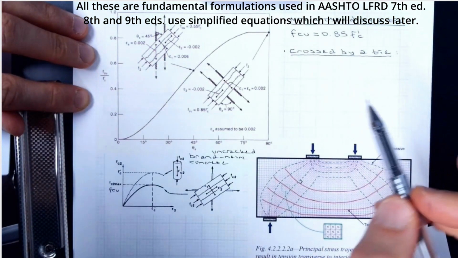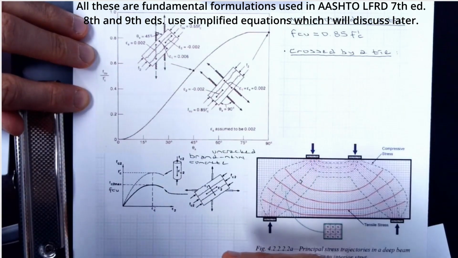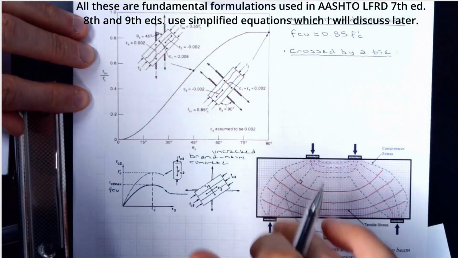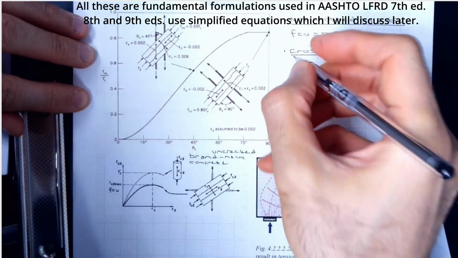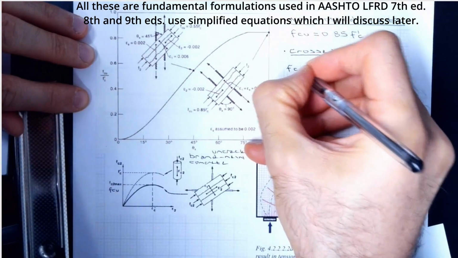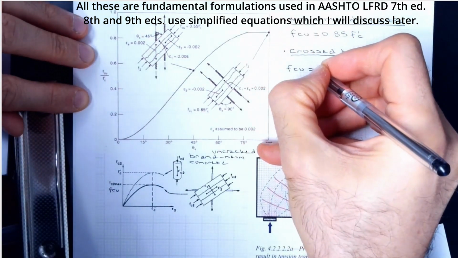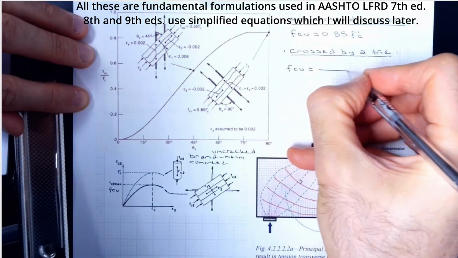If it's crossed by a tie, which is a little bit worse situation, it indicates diagonal struts usually. What is going to happen? Fcu would be a function of theta.